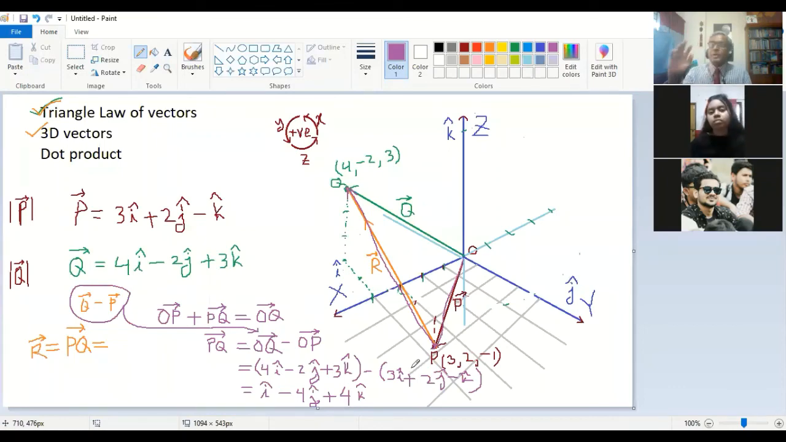So just keep it in your mind. Try to understand what the triangle law for vectors is. That is the understanding. We cannot discuss the dot product now. That is all about 3D vectors and the triangle law. We will talk about dot product and cross product both in the next class. Okay, sir. So let us finish our class.